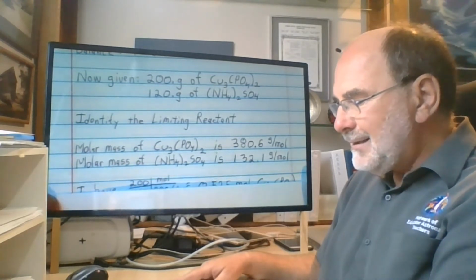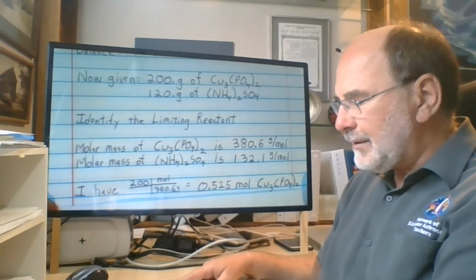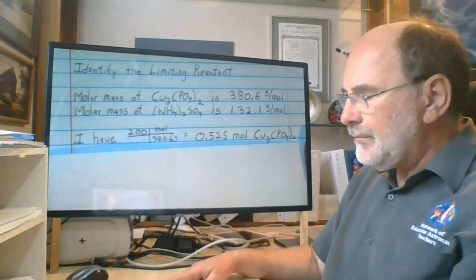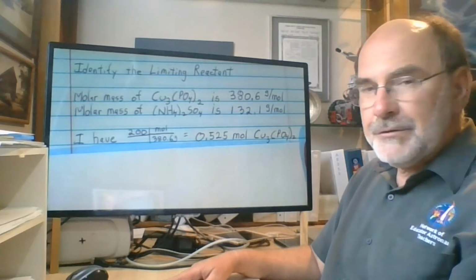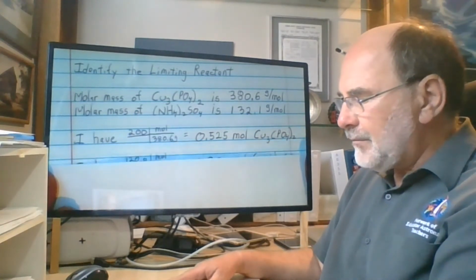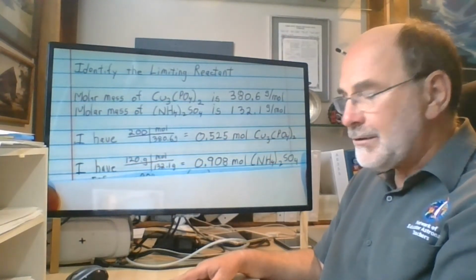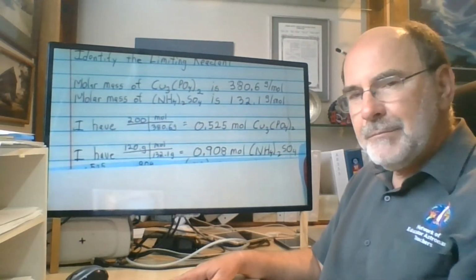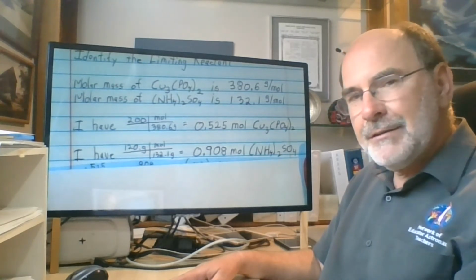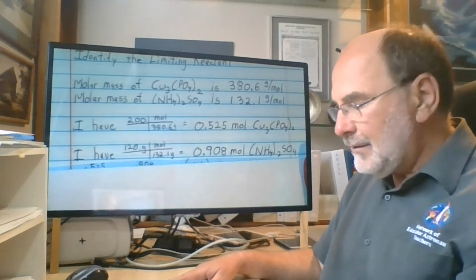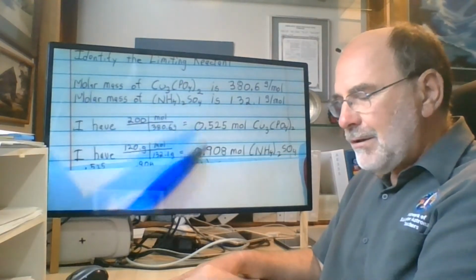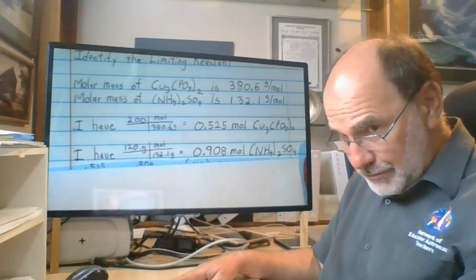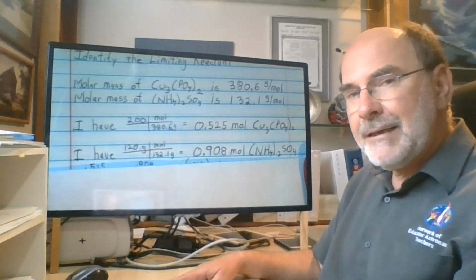Okay, but one last little step, right? So first of all, I'm calculating I have 0.525 moles of the first reactant, and I have a measly 0.908 moles of the second reactant. I now have enough information to determine which one of these is the limiting reactant. It's not necessarily the smaller of these two numbers. It's the smaller of the two ratios based on how many I want of each.